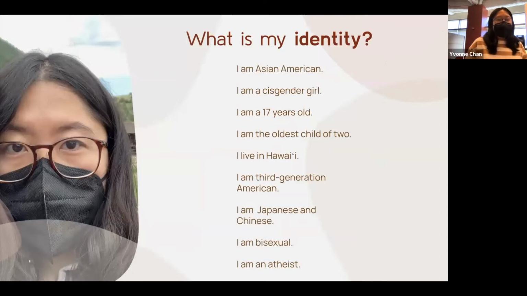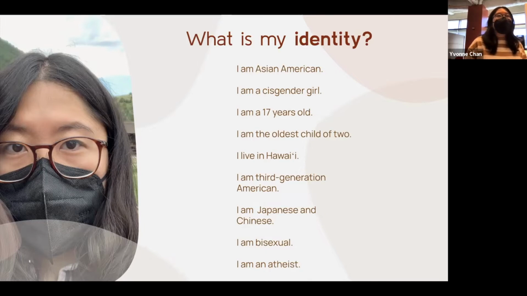Our identities are made up of so many different parts, whether it's religion, nationality, ethnicity, age, gender, etc. There's so many facets that make up who we are as a person. For example, I am an Asian American girl, 17 years old, from Hawaii. I am a third generation Japanese and Chinese American. I am also bi and an atheist.